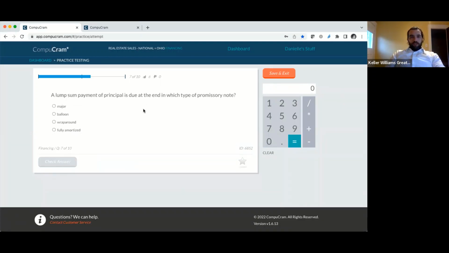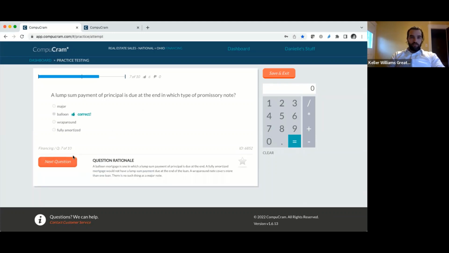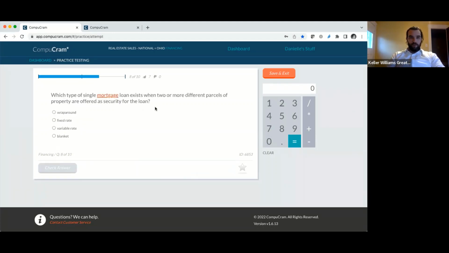Question number 7, a lump sum payment of principal is due at the end of which type of promissory note? A, a major, B, a balloon, C, a wraparound, or D, a fully amortized note. Yes, we've had that one already tonight. It is a balloon payment.